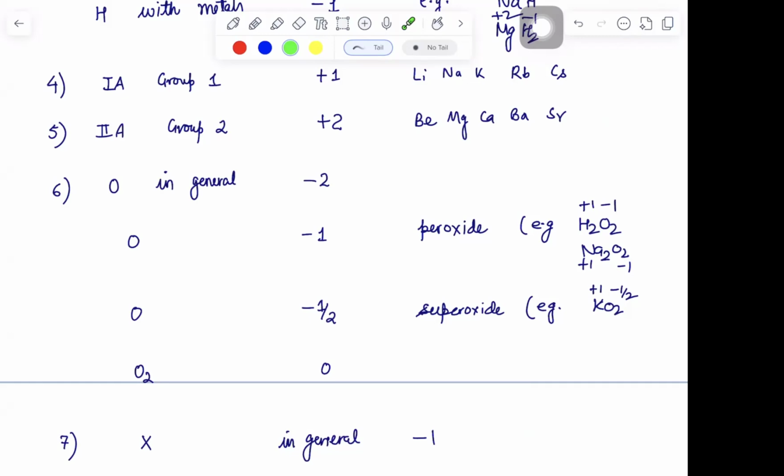And the fourth case is O2, which is 0. O2 you know already, it's a homonuclear diatomic molecule. O2, N2, Br2, Cl2, F2, all are 0. Right?